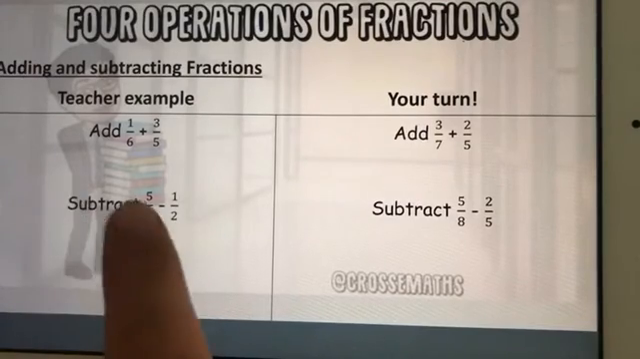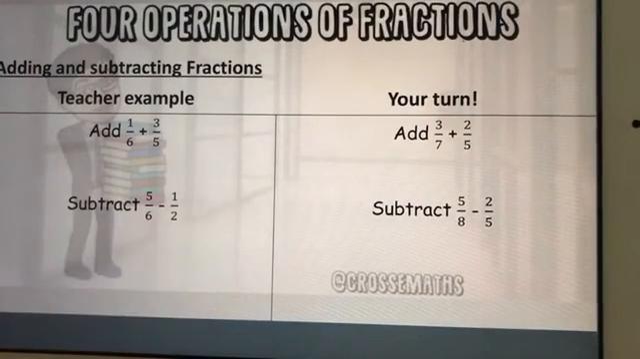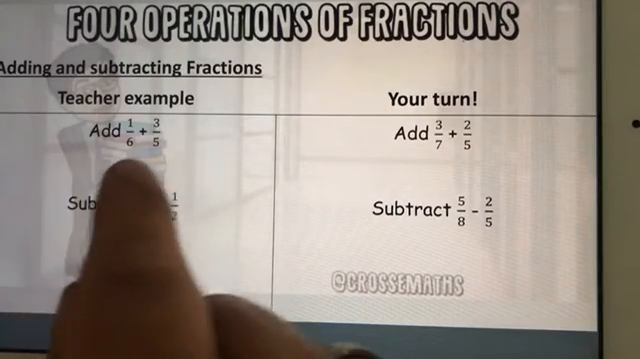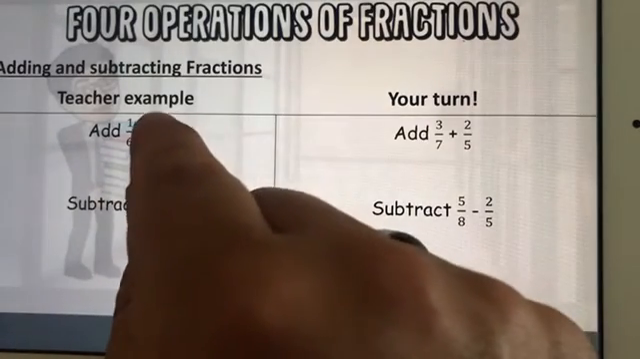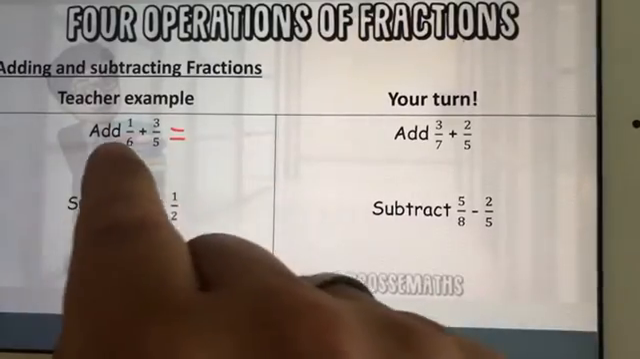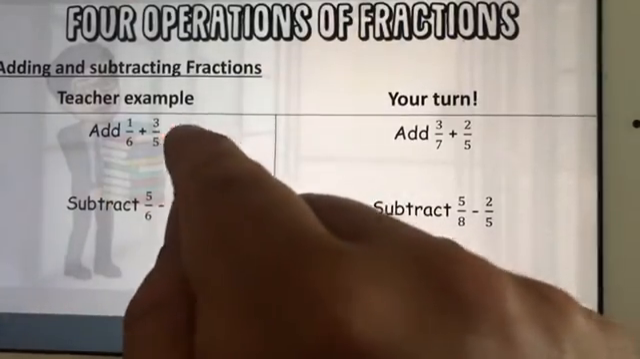So if I'm doing my example now, the way we do it is usually we cross multiply. That means we've got different bottom numbers, so we can't add them yet. So what I'm going to do is multiply the bottoms together. 6 times 5 gives me 30.